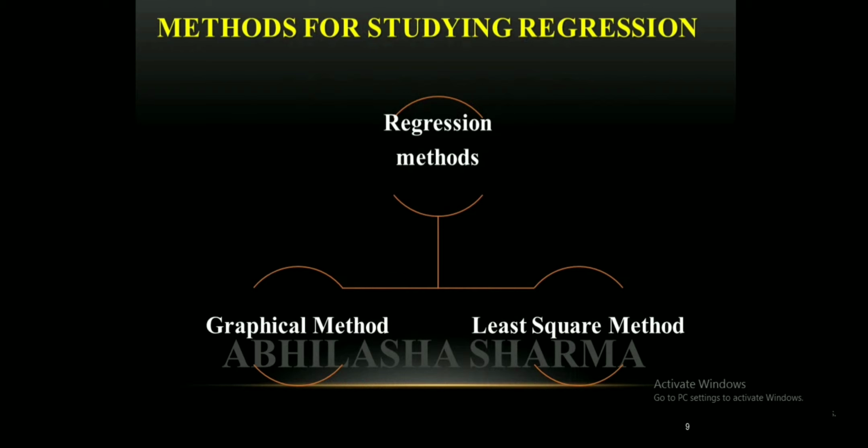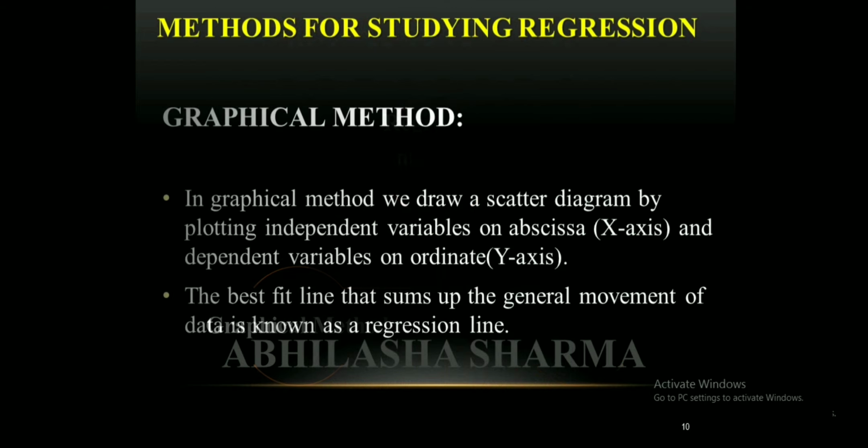Basically, there are 2 methods for studying regression. First, graphical method, and second, least square method. We all are familiar with the graphical method. In this method, we plot independent variables on the abscissa and dependent variables on the ordinate, which is already explained in the previous topic, correlation. The best fit line that aggregates the general movement of data is called the regression line.